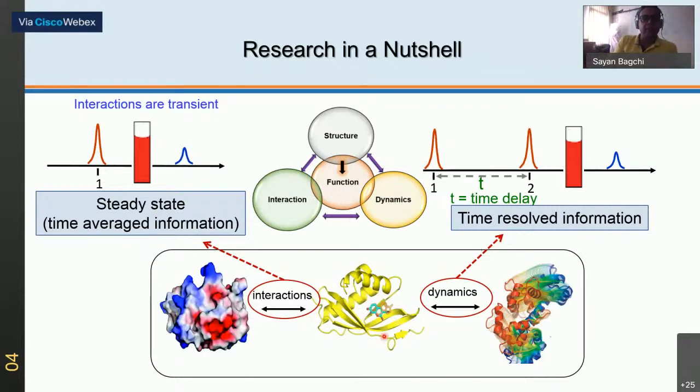Now in order to study dynamics, I need time information. That means how the system changes over time. And if I want to understand how the system changes over time, at least I need two light-matter interactions. That means I need to know how the system was at one point of time, and then I need to interrogate the system again with light at some other point of time. Then only I will know how the system changed from the initial configuration to the present configuration. So in other words, for dynamics, we need time-resolved information, and time-resolved information is obtained by multiple light-matter interactions.